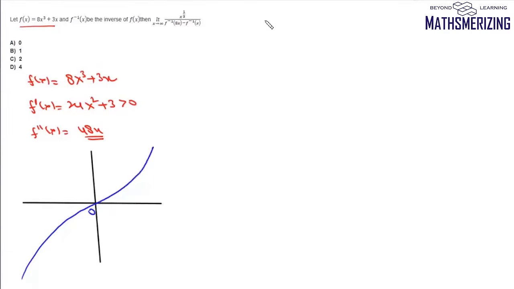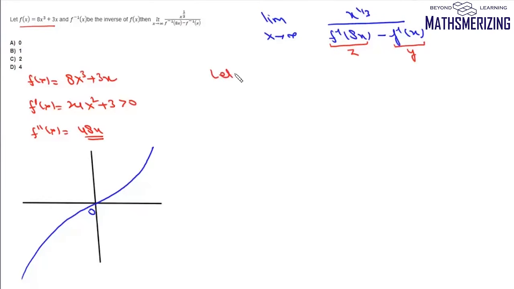Now we have to solve this limit, which is the limit as x tends to infinity of x^(1/3) divided by (f inverse(8x) - f inverse(x)). Now what we'll do is, we'll say let f inverse(8x) be z, and let f inverse(x) be some y. We'll write: let f inverse(8x) = z and f inverse(x) = y.